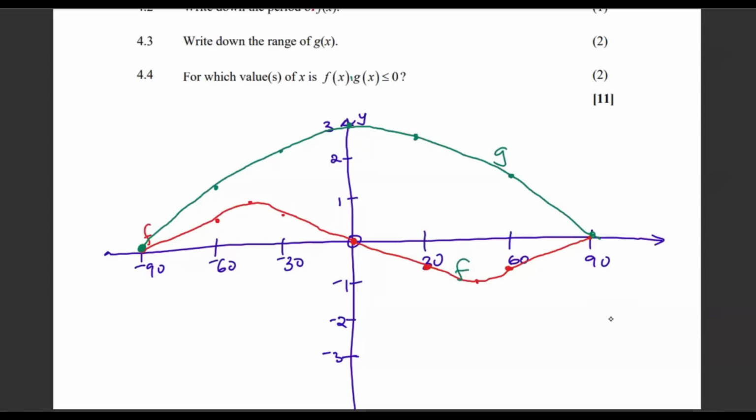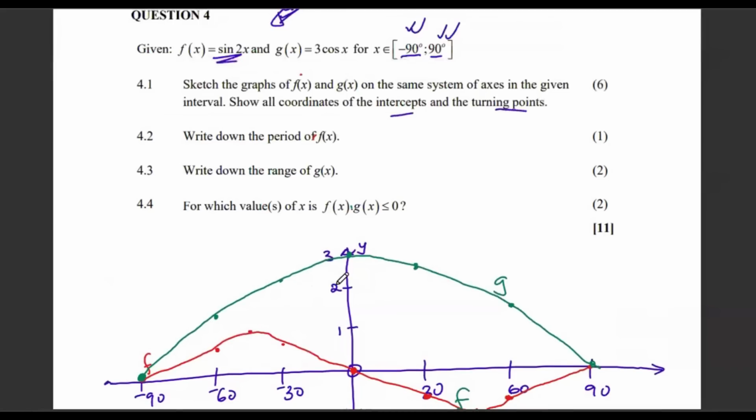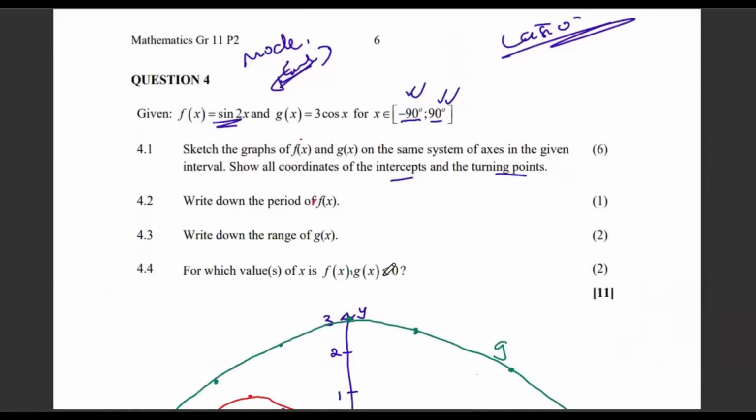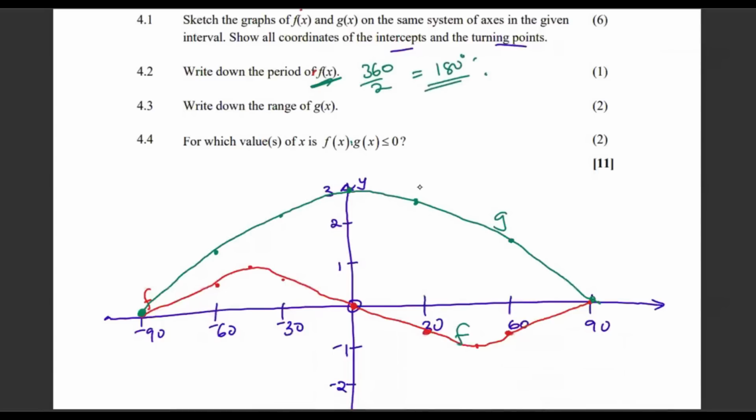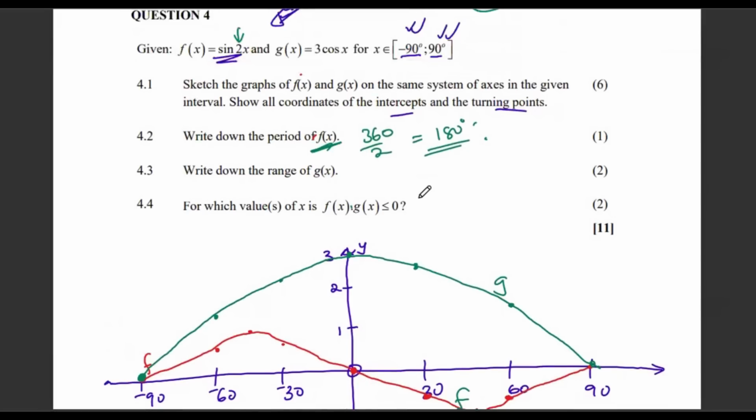Okay, so having done that, we have our 6 marks definitely, because we needed the intercepts, we have the turning points and all that. Then can we write down the period of F? Now, in normal senses, if the graph is just the sine of X, the period is going to be 360. But now, since there is a 2 there, it's going to be 360 divided by 2, which is just 180. So after 180, we have a full graph. Okay, so in 90 and the 19, we have 180.